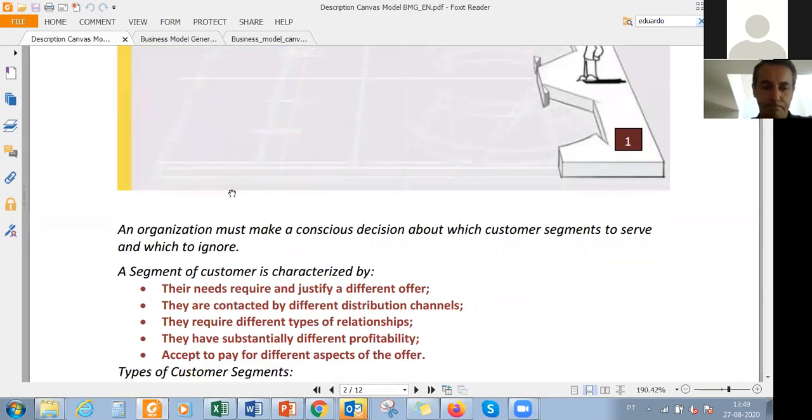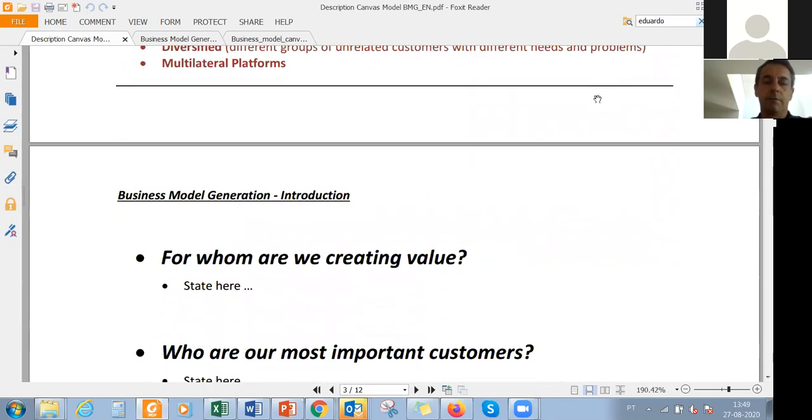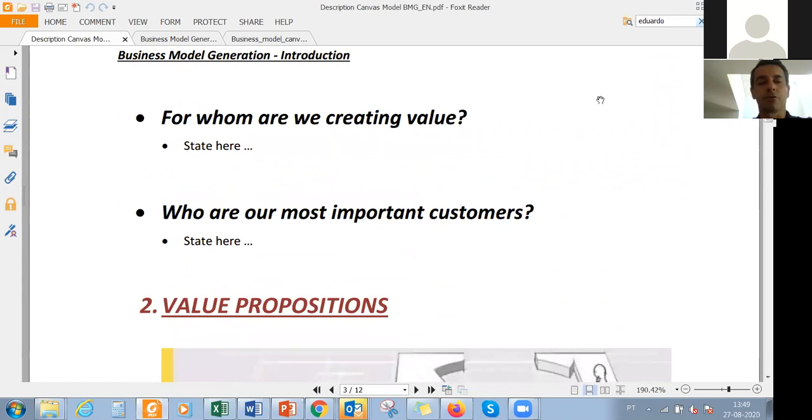So anyway, when thinking about customer segments, we have to think about those questions. It's not questions that we have to answer, but there are questions that we have to think about to be able to fill in the customer segment block. So for whom are we creating value? Who is the destination of our product, of our service, of our value? Who will get the value? Who will recognize the value of our proposition?